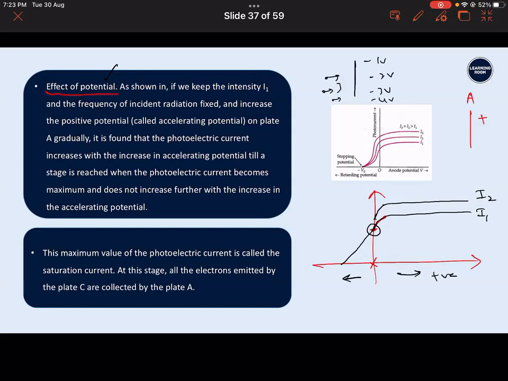So you are able to apply a negative potential. What are you doing? You are applying the negative potential which is completely stopping the electrons from reaching the collector plate, and that negative potential is what is called the stopping potential, because it's stopping.